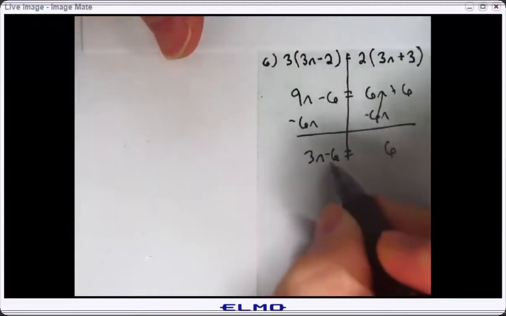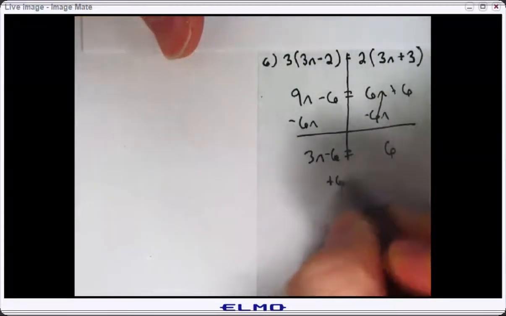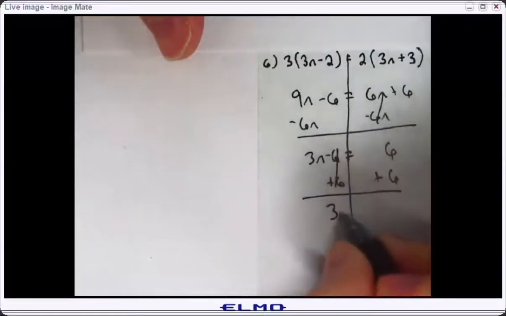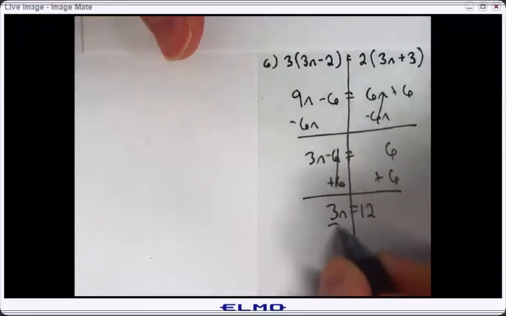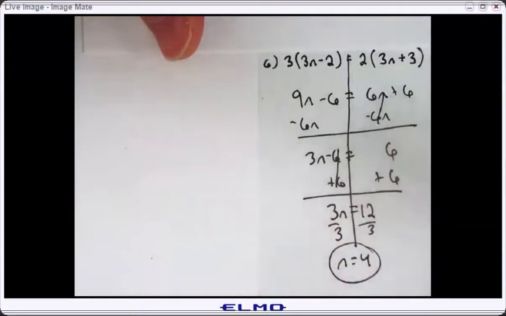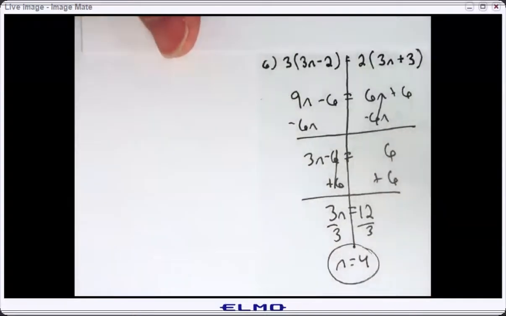Now I'm going to get it by itself. To get rid of minus 6, I plus 6 to both sides. It gives me 3n equals 12. To get rid of times 3, I divide by 3. And your answer is 4.